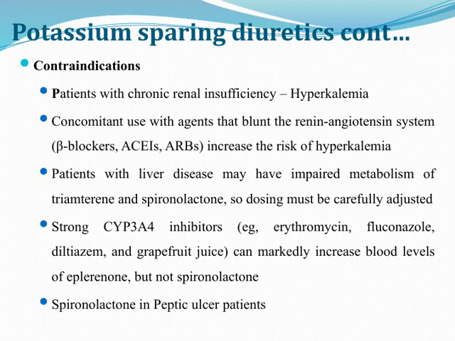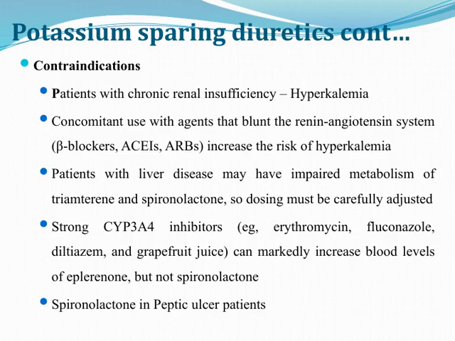It's also important to consider liver disease. Patients with liver impairment may have difficulty metabolizing drugs like triamterene and spironolactone, which means their doses need to be carefully adjusted to prevent accumulation and toxicity.